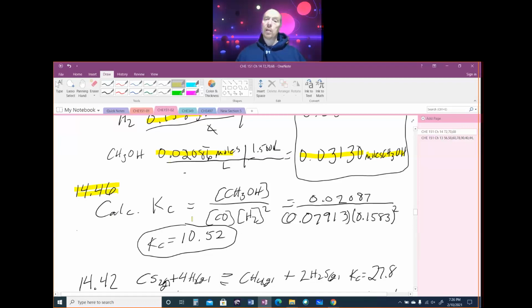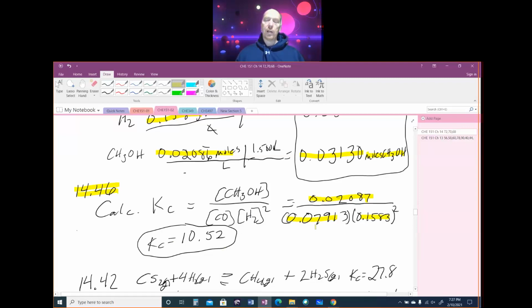in this problem. All right, so Kc, products over reactants, it's our concentration of CH3OH over the concentration of CO and the concentration of hydrogen squared. So we just put in our equilibrium concentration. So your CH3OH you see right there is the 0.02087. So the 6 repeating rounds to 7. All right, and then the equilibrium concentration of CO is the 0.07913. And then our equilibrium concentration of hydrogen was the 0.1583. It is squared.